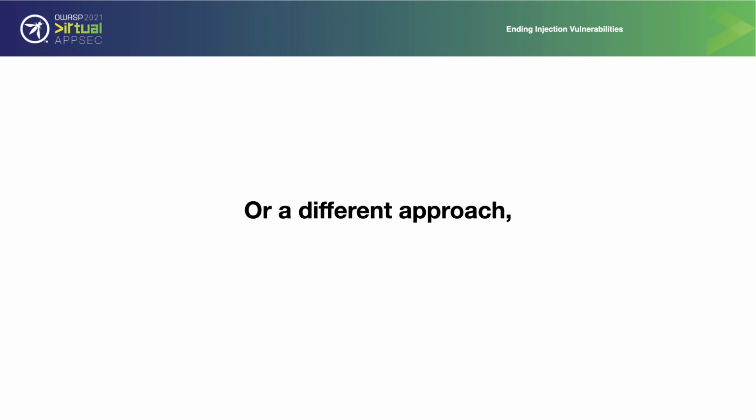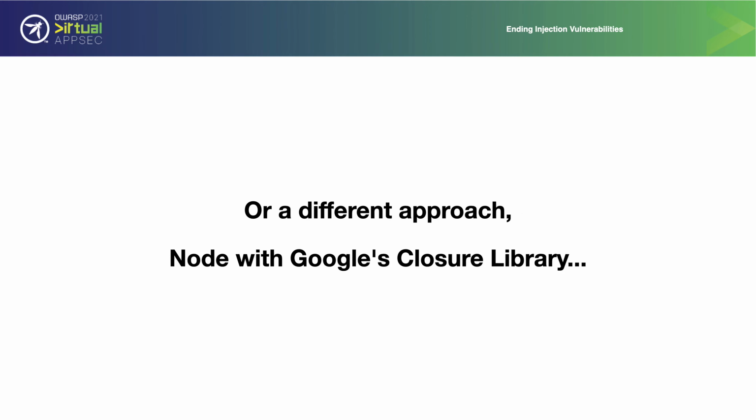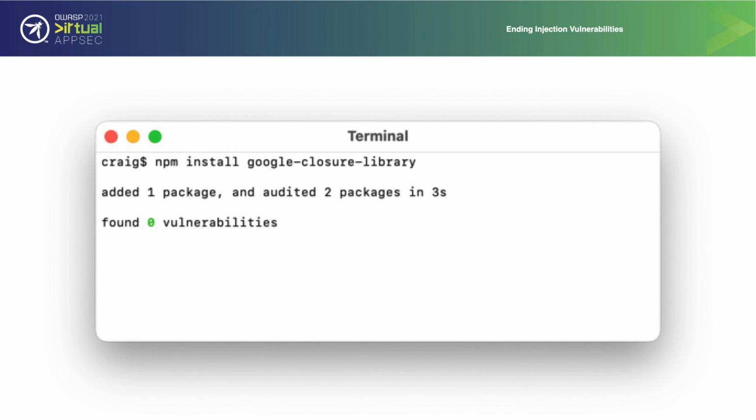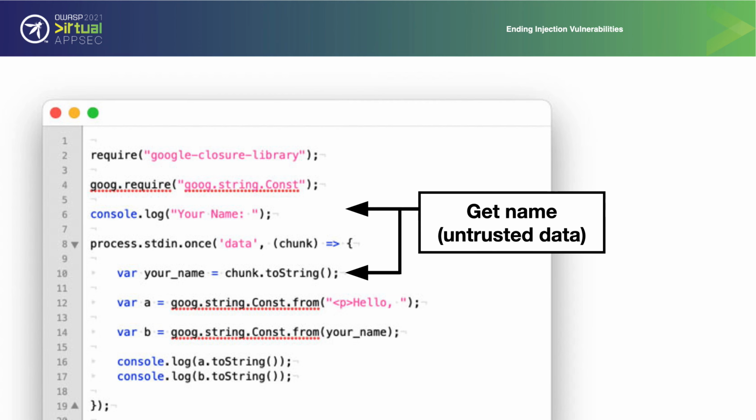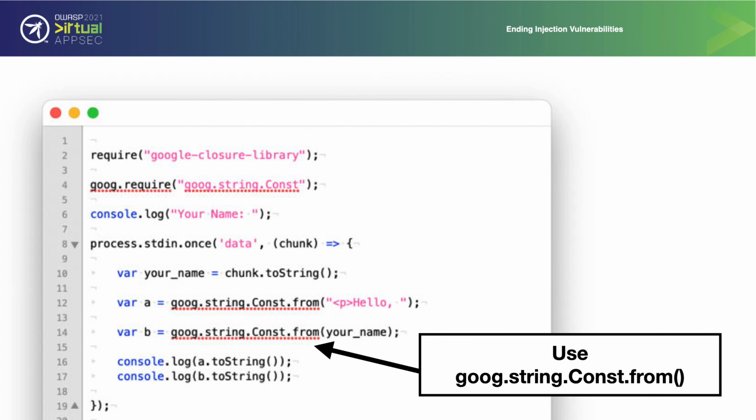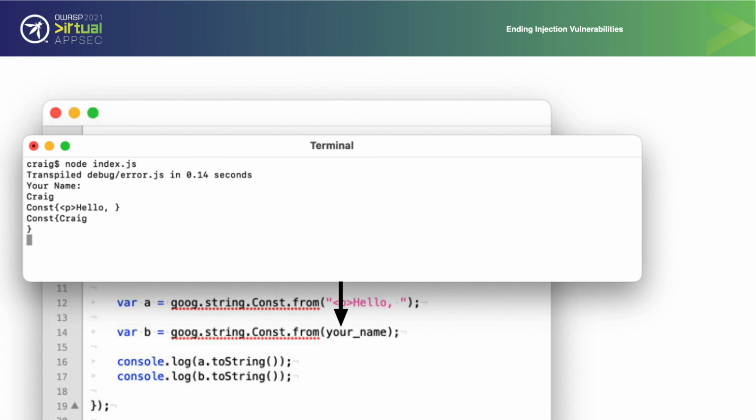There is a different approach in Node, which is the Google Closure library. You just install it with npm and you require it. We're going to do our usual asking the person for a name, just so we've got some untrustable data. And then we're using this goog.string.Const.from method. The idea is it's supposed to be a developer-defined constant. The second one, when you're using Node, doesn't actually do anything. It just passes it through.